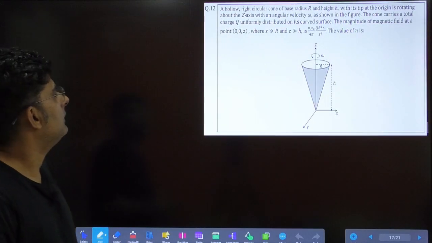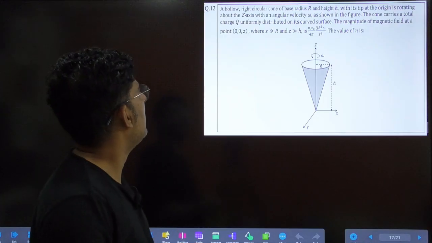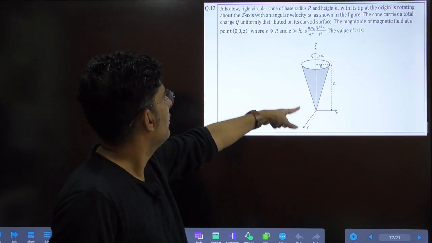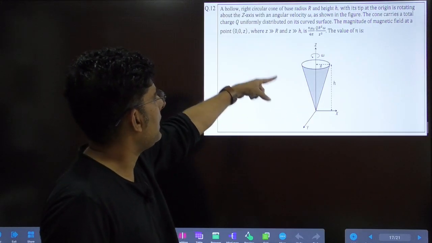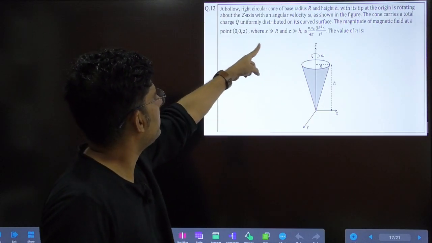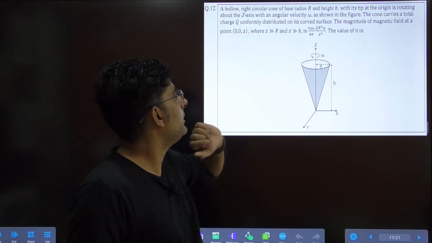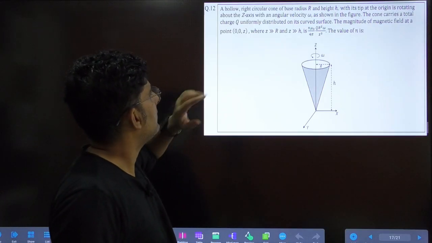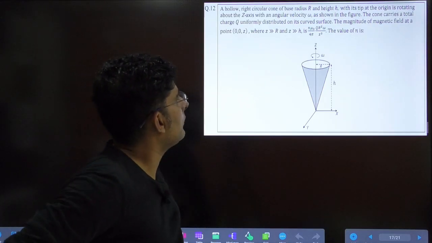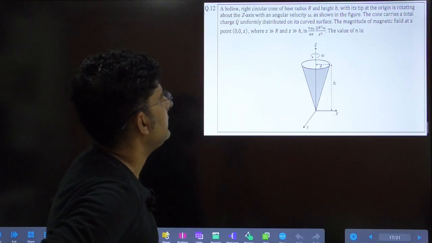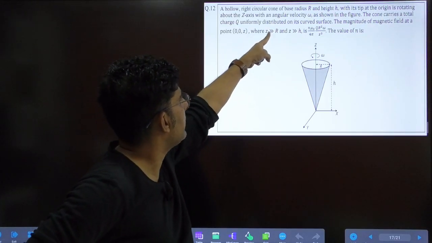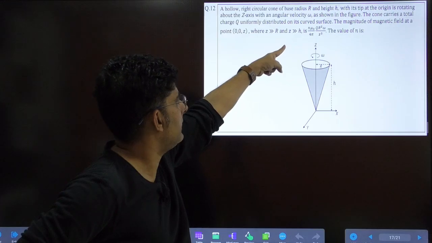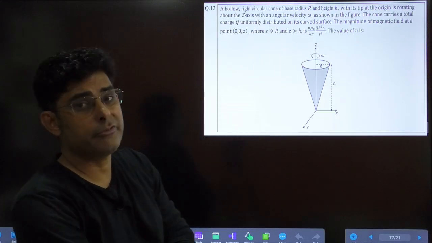Okay, let's discuss question number 12. We have a hollow right circular cone whose base radius is capital R, height is h, and tip is at origin, and it is rotating about the z-axis with angular speed omega. Now they are saying that the total charge q is distributed over its curved surface. The magnitude of magnetic field at a point 0, 0, z, where z is very large compared to capital R and h, is given. Then what is the value of n?